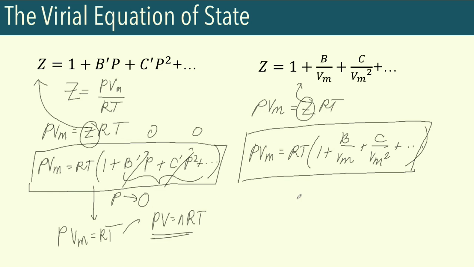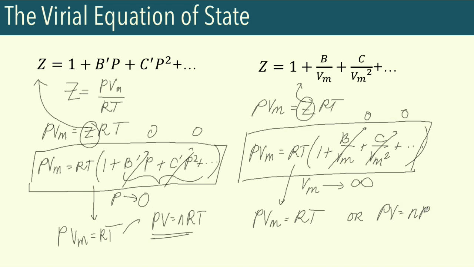The same treatment can go over here when the molar volume approaches infinity, as is the case for an ideal gas. When an infinity term is in a denominator, this term approaches 0, this term approaches 0 as well. So this equation here, our virial equation of state, pretty much just approaches the ideal gas equation. We could write this again as PV is equal to nRT.